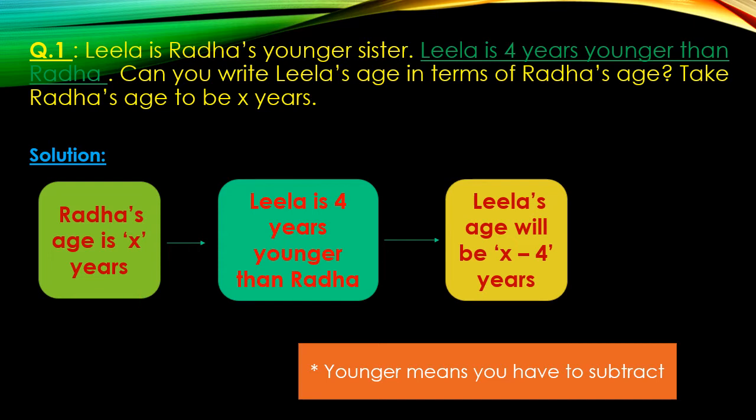Now Radha's age is given as x years. So see the diagrammatical view. Radha's age is x years. Now Leela is 4 years younger than Radha. So Leela's age will be x minus 4 years. Younger means you have to subtract.